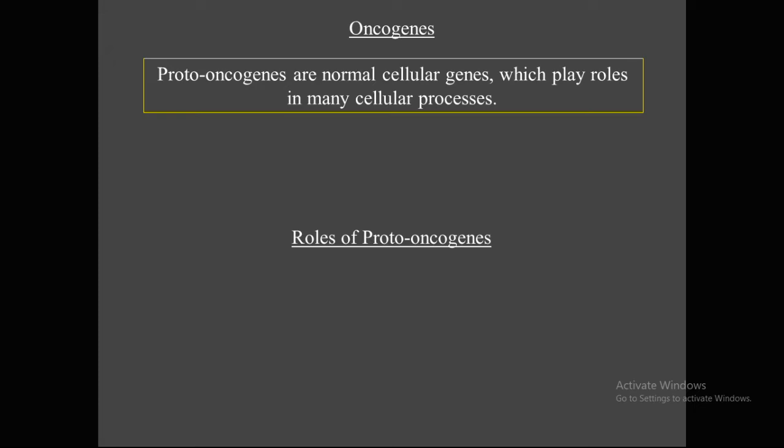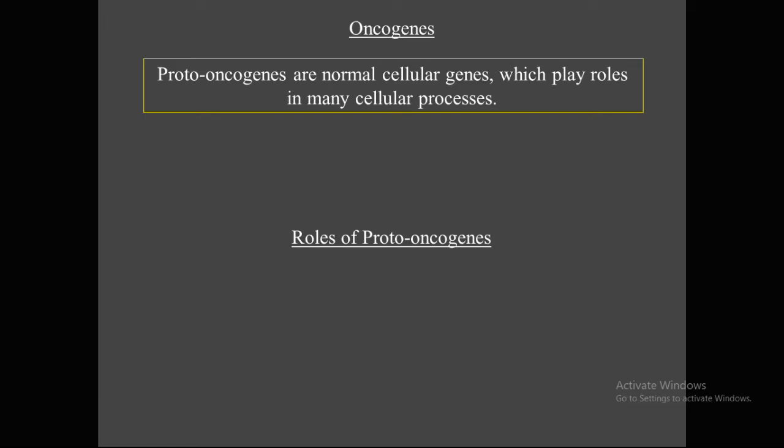Hello students, today we are talking about oncogenes. Before we understand what oncogenes are, we need to have a good understanding of proto-oncogenes. Proto-oncogenes are basically normal cellular genes and they have a variety of functions in the cells. These proto-oncogenes are housekeeping genes. They perform a lot of functions in the cells.